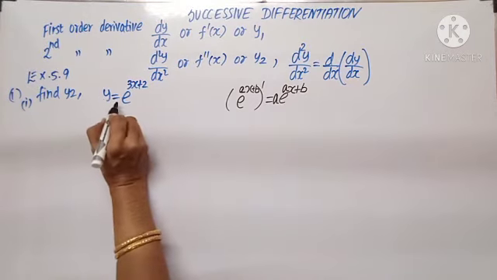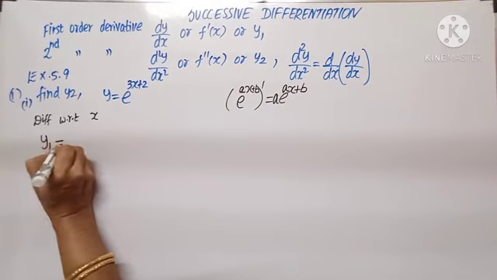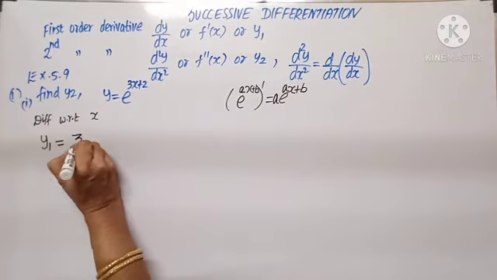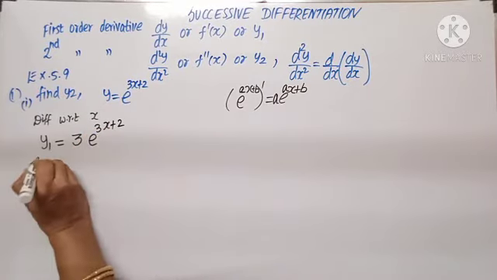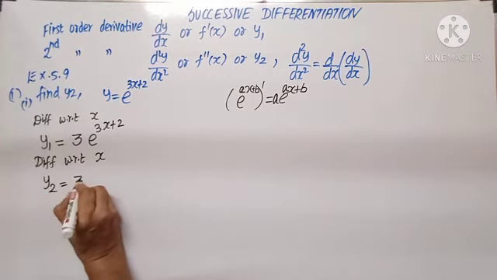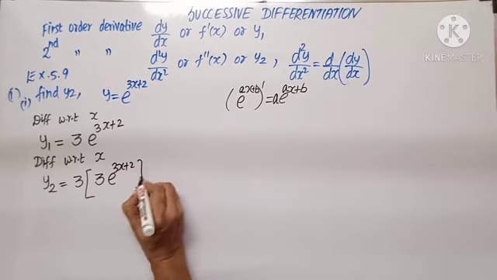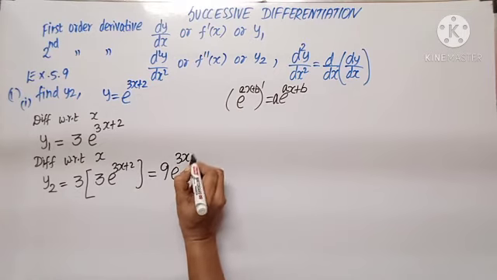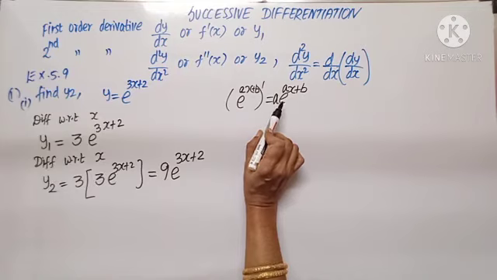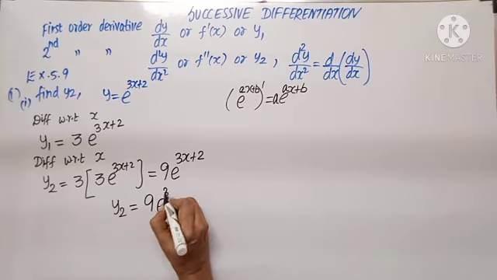I am given y equals e power 3x plus 2. Differentiate with respect to x. Y becomes y1, the first derivative. E power 3x plus 2. Apply the formula: 3 e power 3x plus 2. Again I am differentiating with respect to x. y1 becomes y2. 3 into e power 3x plus 2. Again apply the formula: 3 e power 3x plus 2. So what is my answer? 3 3s are 9 e power 3x plus 2. Let us remember the formula: e power ax plus b, the derivative is a e power ax plus b. So applying that, I am getting y2 equals 9 e power 3x plus 2.